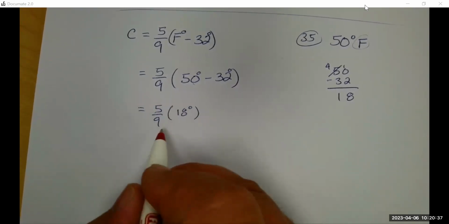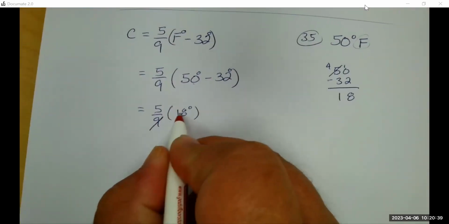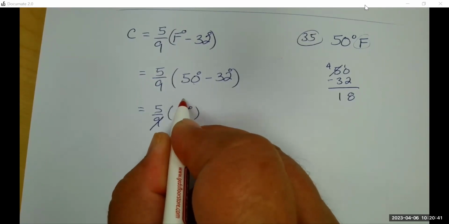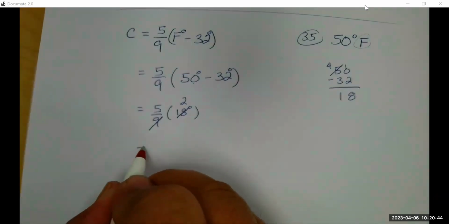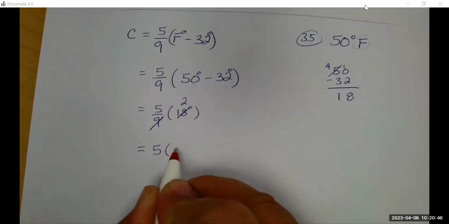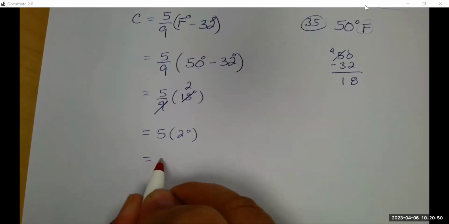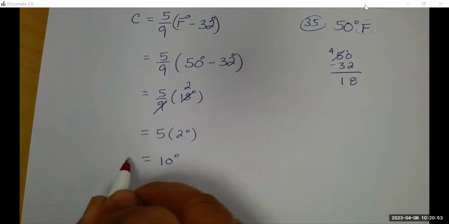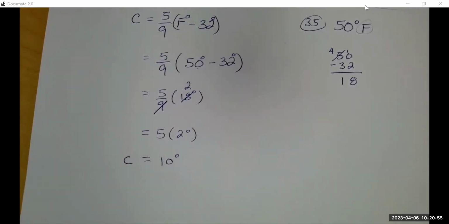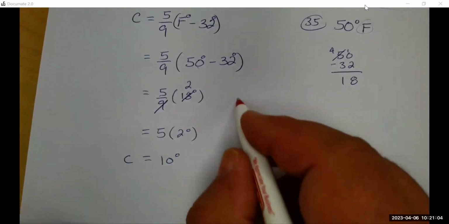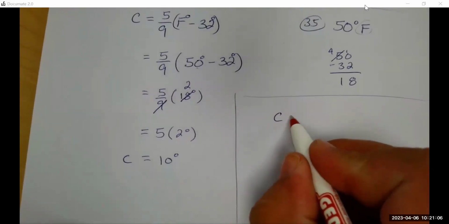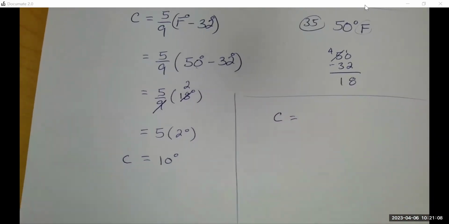Can anything cancel on top and bottom? 9 goes into 18 2 times. So we have 5 times 2 degrees, which is 10 degrees Celsius. That's how you do the conversion. You pretty good with that? Okay, then let's see. This is actually the next section, but I want to see if you can do it here.